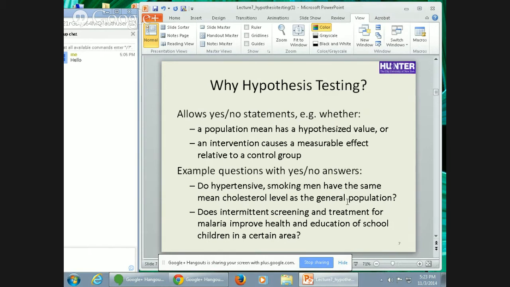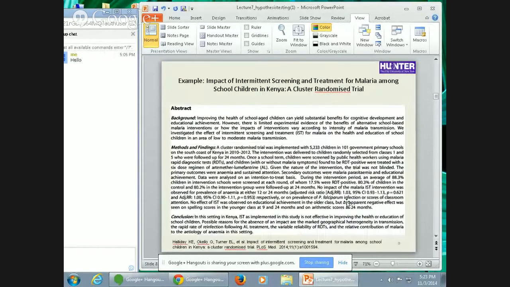Or does intermittent screening and treatment for malaria improve health and education of school children in a certain area? And this is a real example. Actually, I put a paper on that, which was trying to answer this question, in the folder for today's session, and I'm going to talk a little bit about that as a motivating example today.